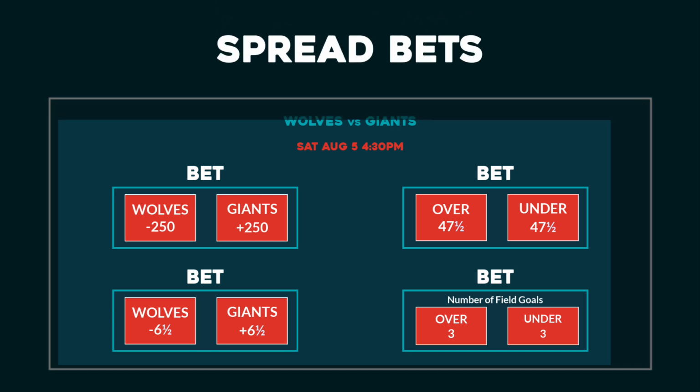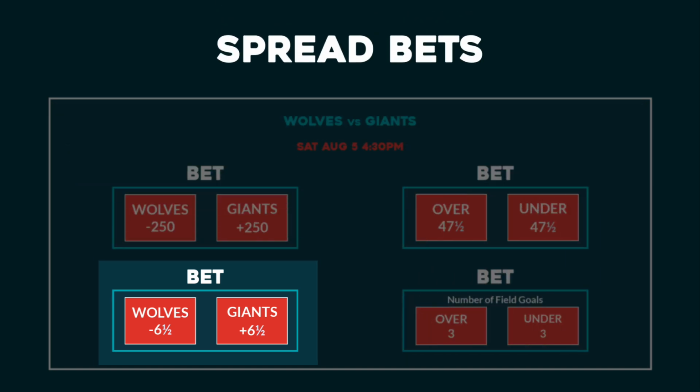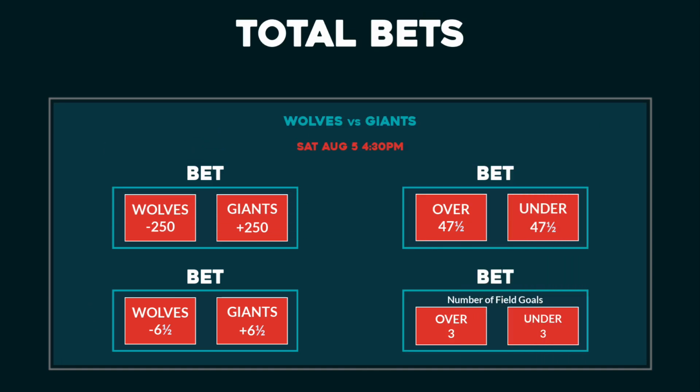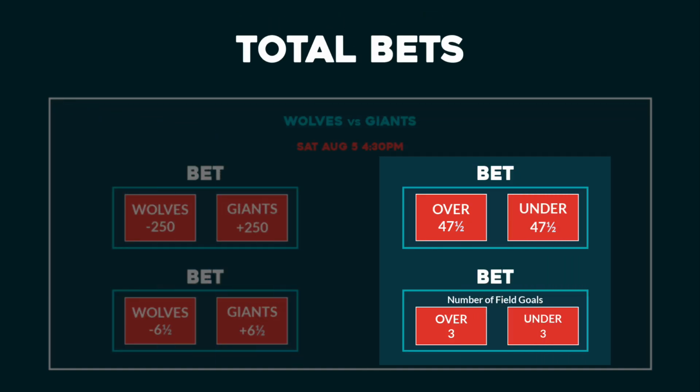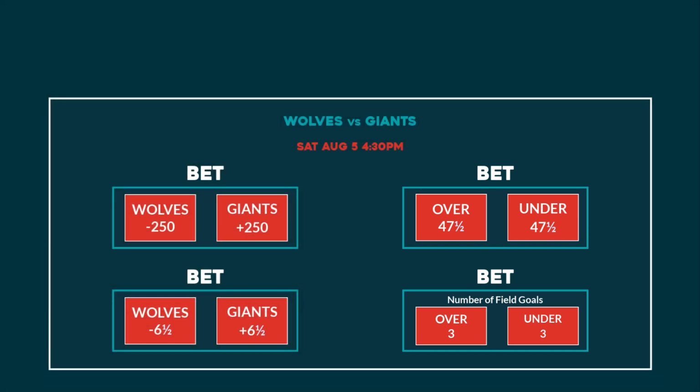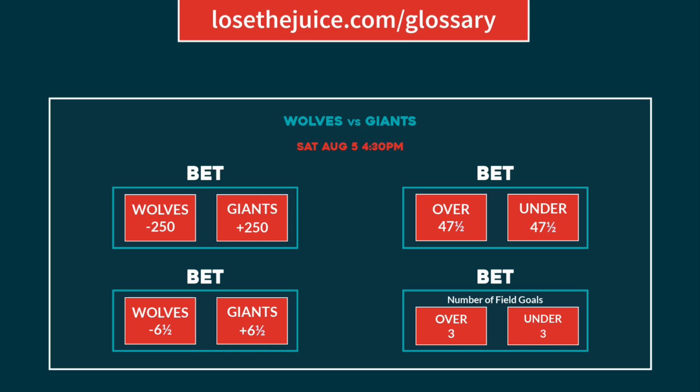Spread bets are bets in which two outcomes are considered to be unequal, and an adjustment will be made to the number of points scored by each team so that the two outcomes become equally likely. Total bets are bets on the total number of combined points scored in the event by all teams. For total bets, players choose either over or under the total number of points scored. If you're new to sports betting, you can find more detailed definitions and examples at losethejuice.com/glossary.